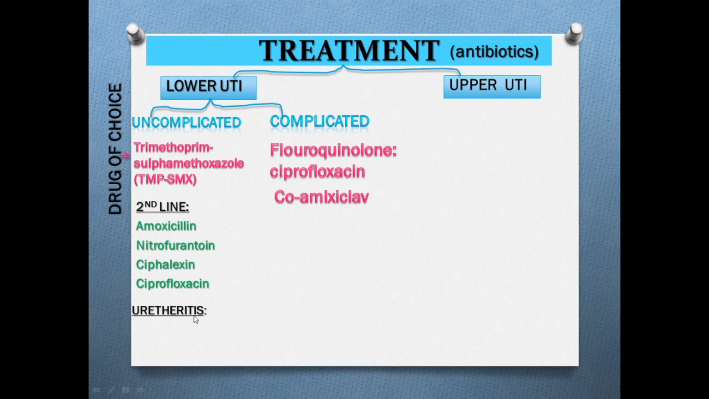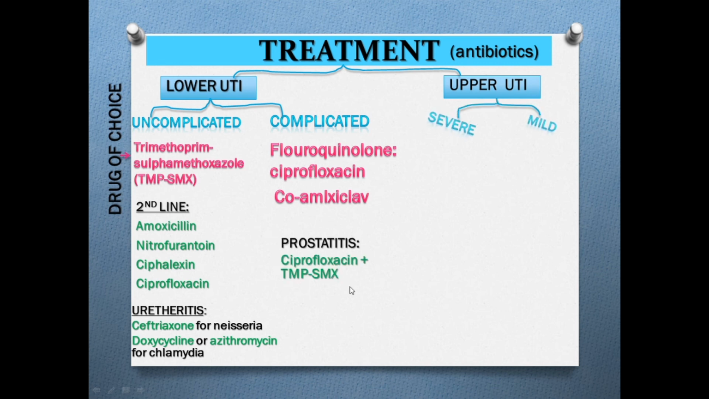For urethritis, since it is caused by sexually transmitted organisms, we give drugs according to the organism. For Neisseria, it is ceftriaxone, and for chlamydia, we give doxycycline or azithromycin. And for prostatitis, we give ciprofloxacin and trimethoprim-sulfamethoxazole.